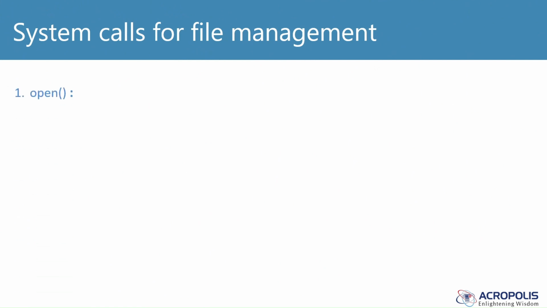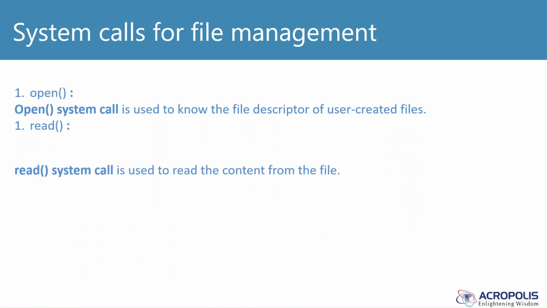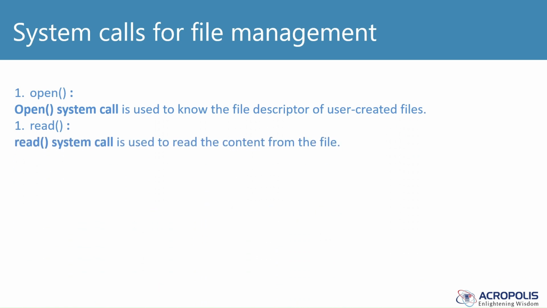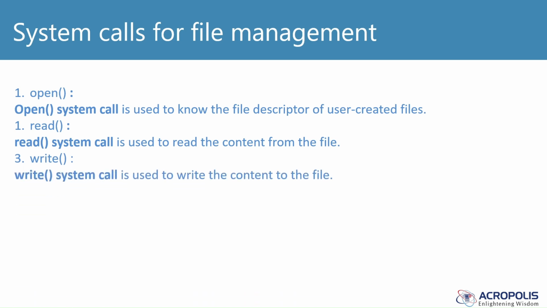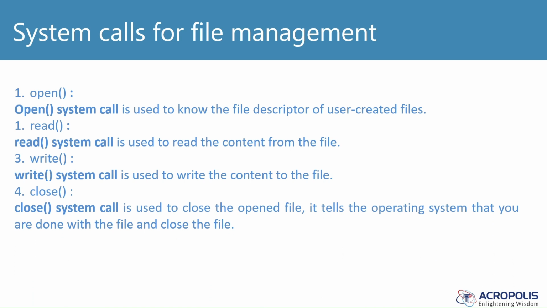Number 1, the open system call is used to get the file descriptors of the user created files. Number 2, the read system call is used to read the content from the file. Number 3, the write system call is used to write the content to the file. And close. Close is used to close the opened file. It tells the operating system that you are done with the file.